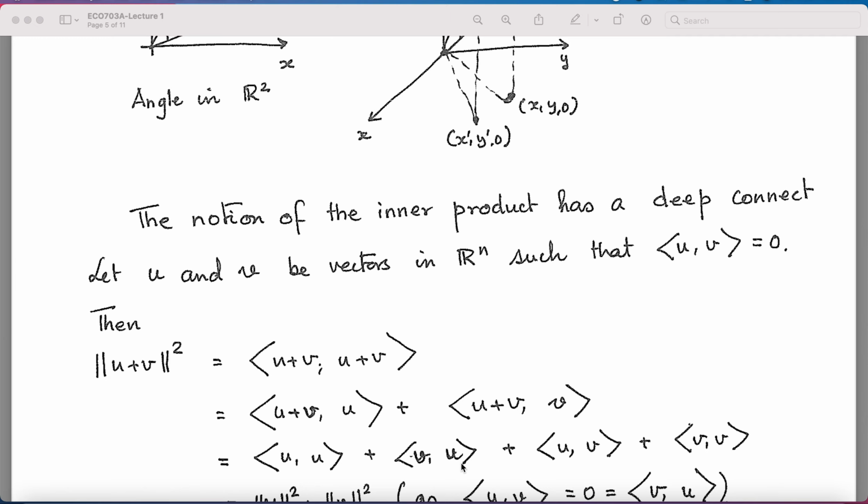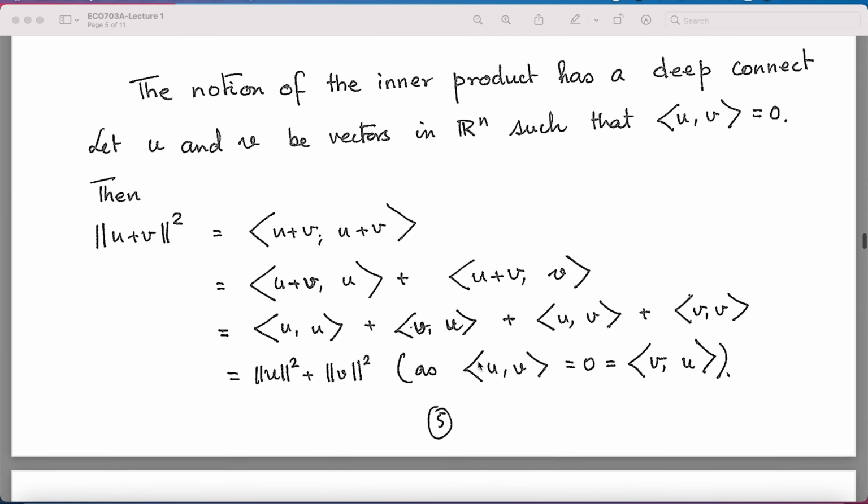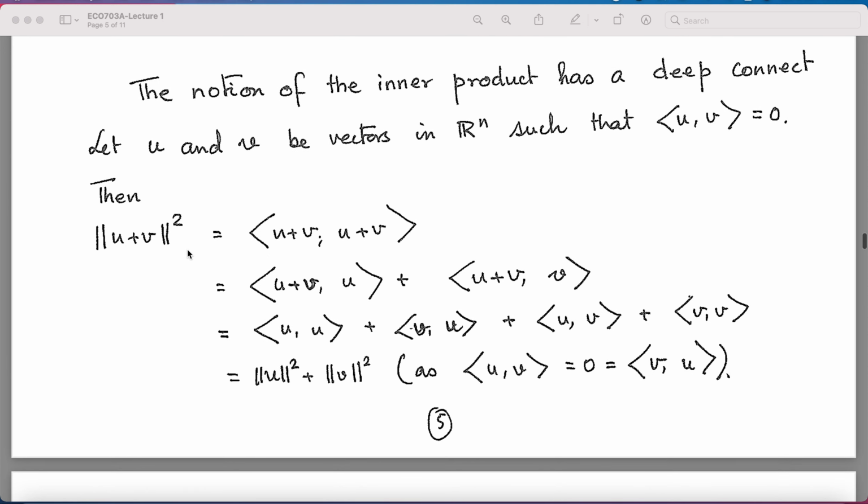If norm of u plus v whole square, that is c square, is equal to a square plus b square, then it must be a right angle triangle. That is essentially the converse of the Pythagoras idea, and that is apparent if you try to compute the norm of u plus v.